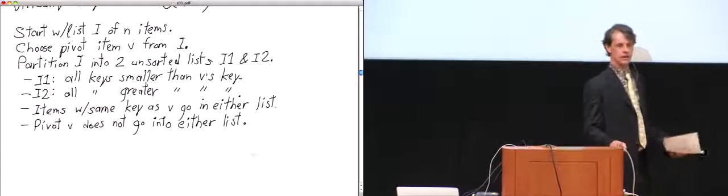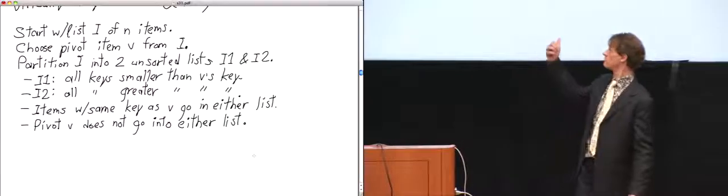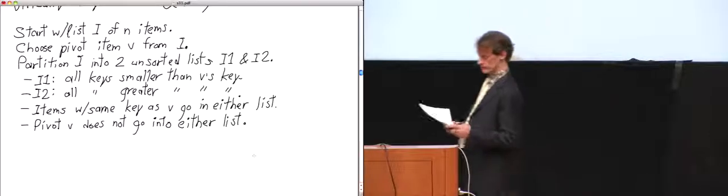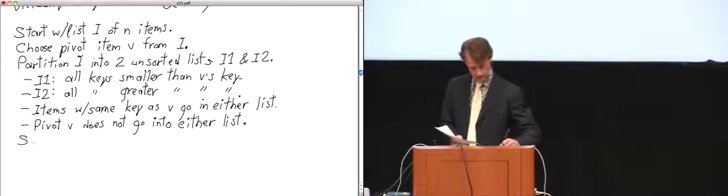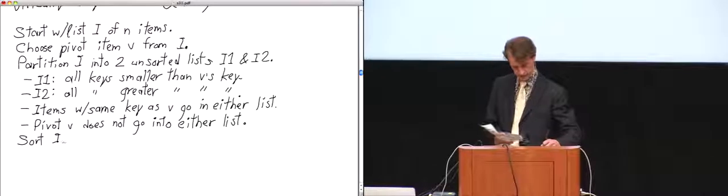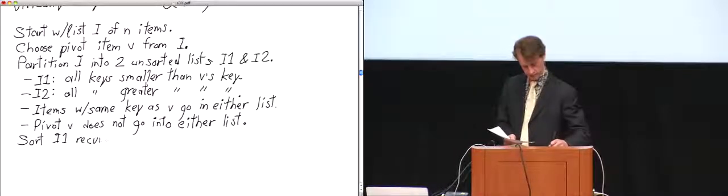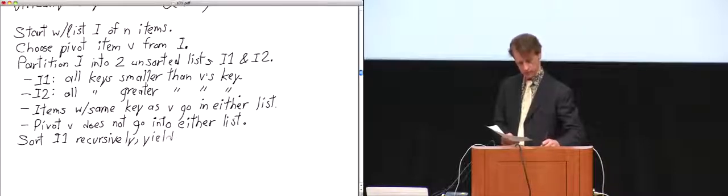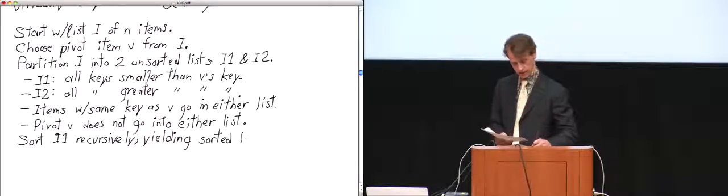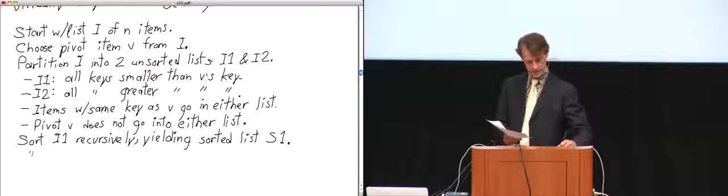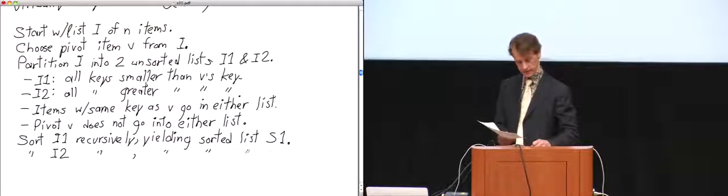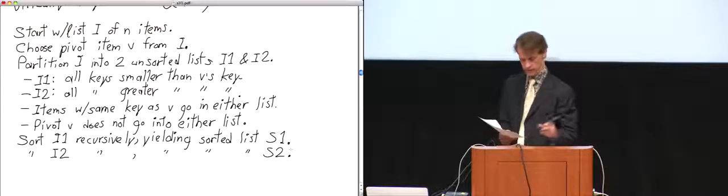Now that we've partitioned them, what next? We sort these two lists recursively. So now we sort the first list, all the keys that are less than the pivot, by calling quicksort. And we'll assume that quicksort works correctly and gives us a sorted list, which we'll call S1. And we'll do the same thing for I2. We will sort I2 with quicksort, yielding a sorted list that we will call S2.